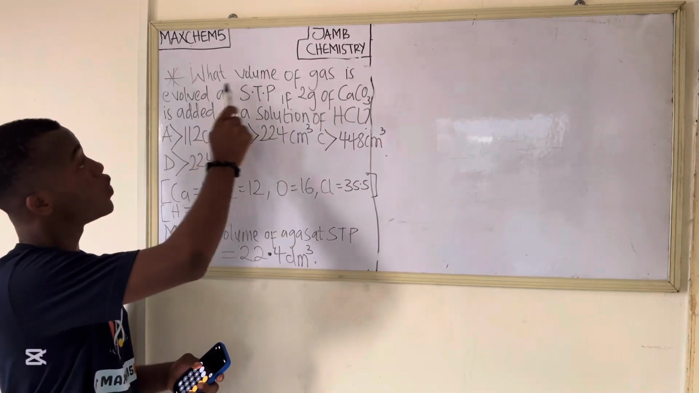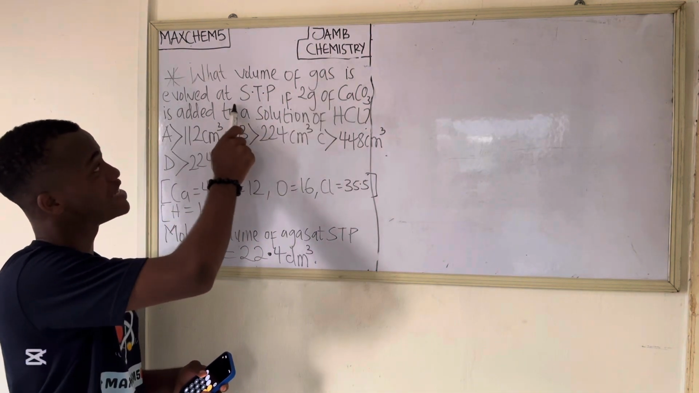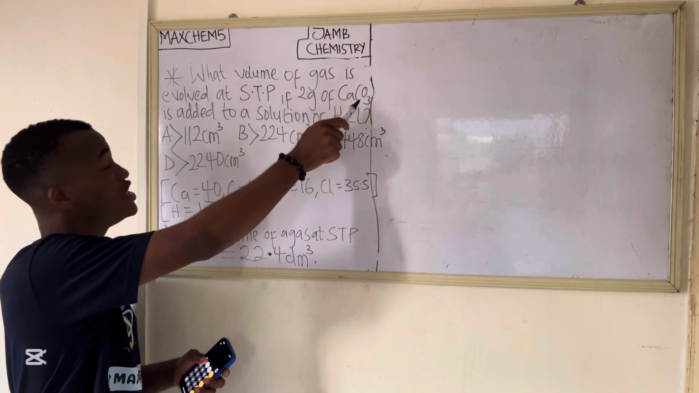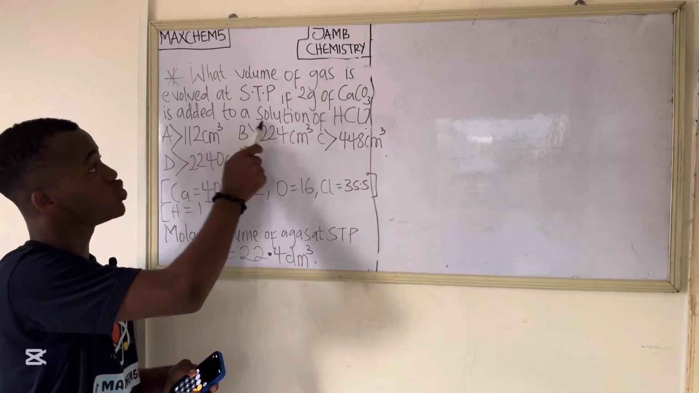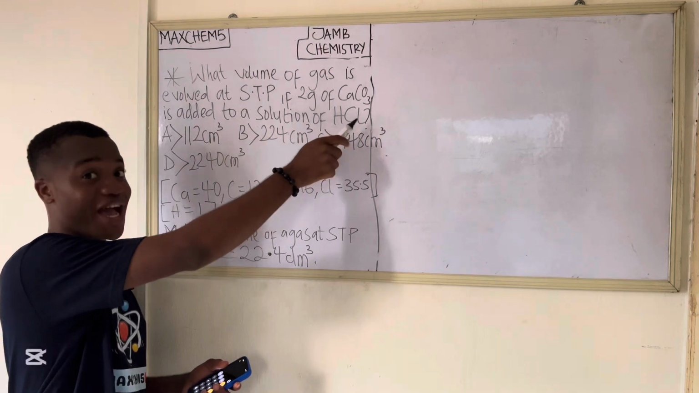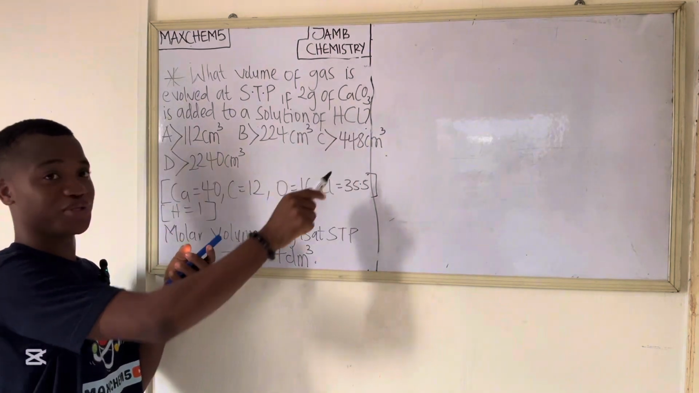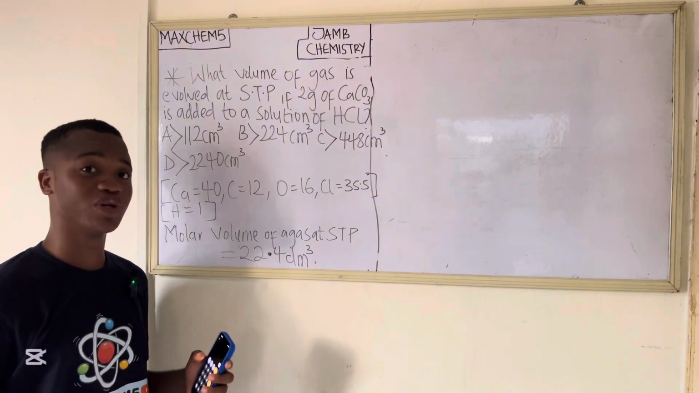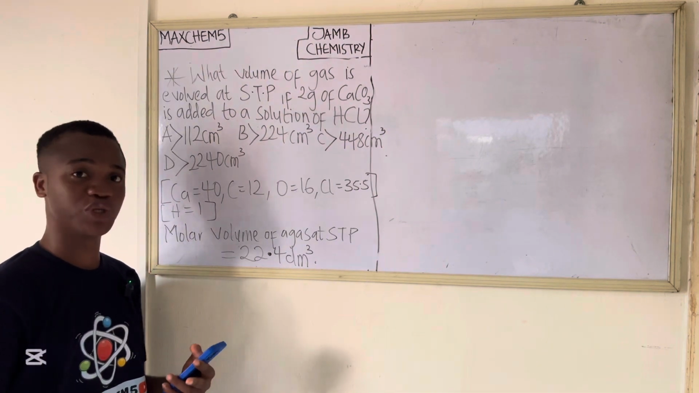The question says, what volume of gas is evolved at STP, that is standard temperature and pressure, if 2 grams of CaCO3 is added to a solution of HCl, which is hydrochloric acid? And you can see the options. So let us quickly solve this question together. This question is a stoichiometry question and it deals with mass and volume relationship, right?